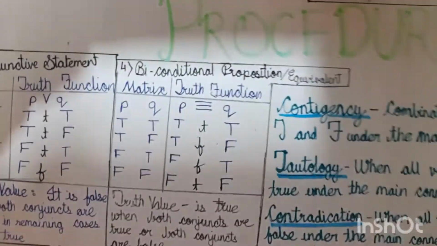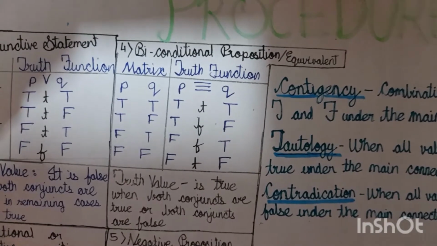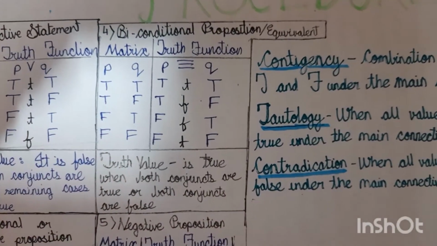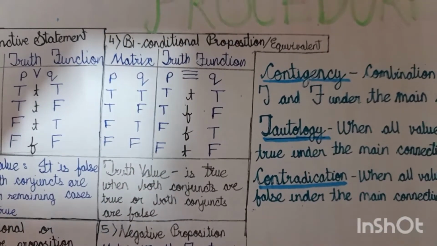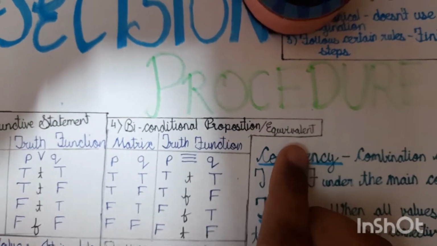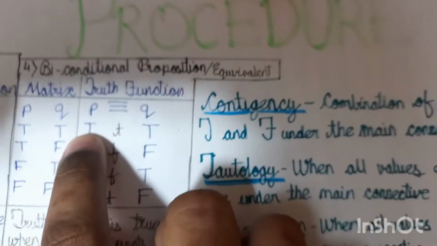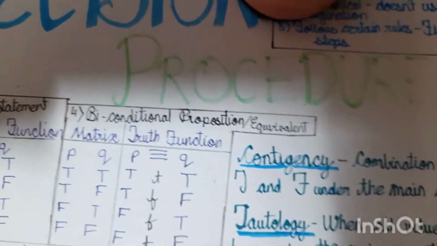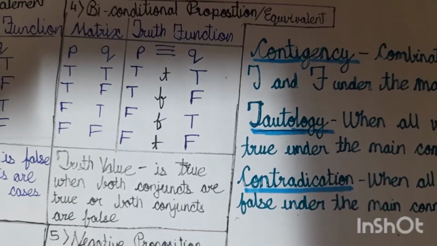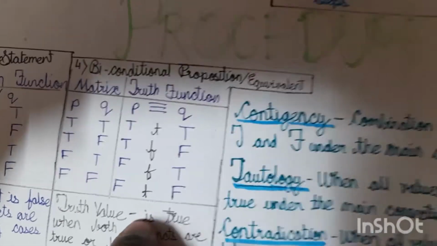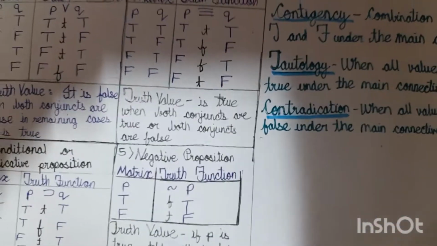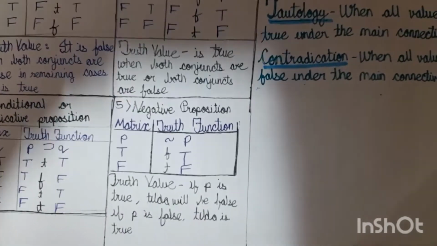Biconditional proposition. Its truth value is true when both conjuncts are true, or when both conjuncts are false. So it is also equivalent proposition, right? So if P is true and Q is also true, the truth value will come as true. But if they vary, for example, P is true but Q is false, then the truth value will come as false. So on and so forth.